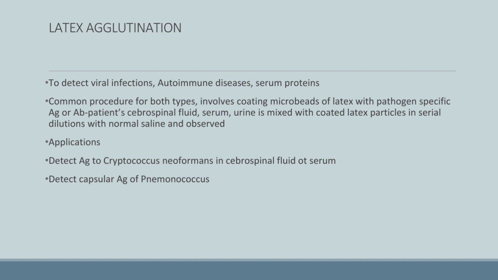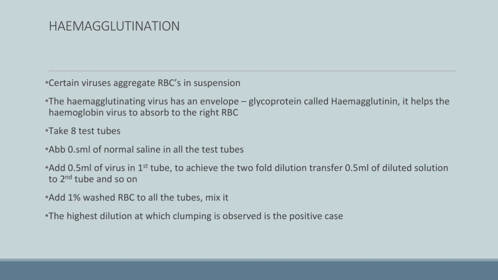Applications involve detecting the antigen of Cryptococcus neoformans in cerebrospinal fluid or serum. Then to detect the capsular antigen of pneumococcus, Haemophilus influenzae, and meningococcus. And to confirm the presence of beta hemolytic streptococcus from the culture plates. The next one is hemagglutination.